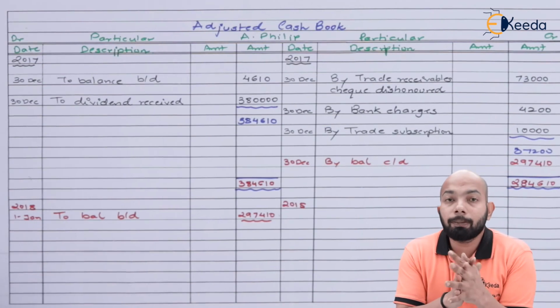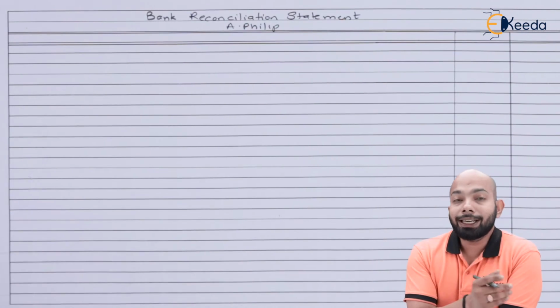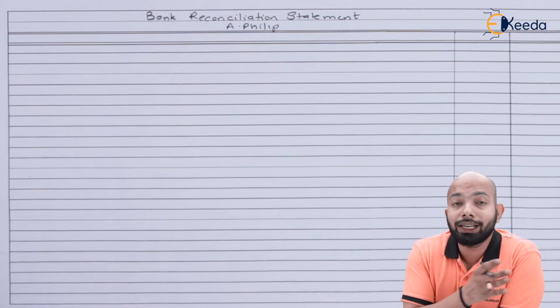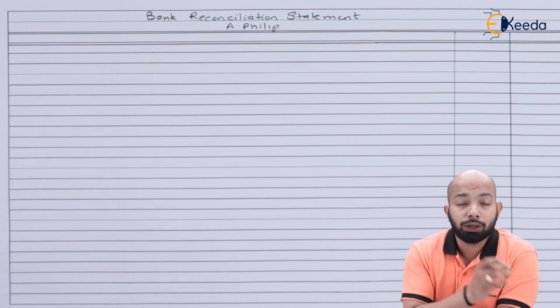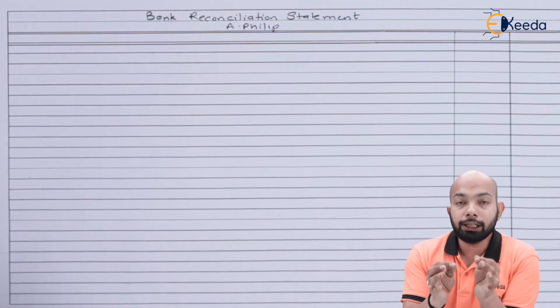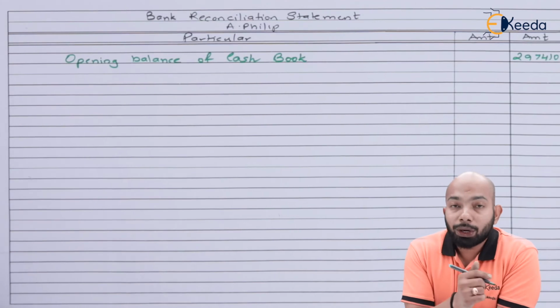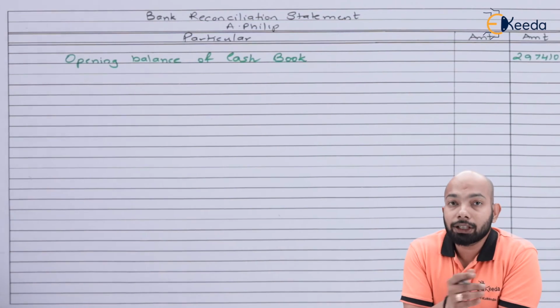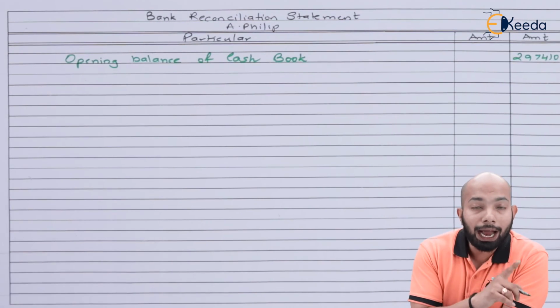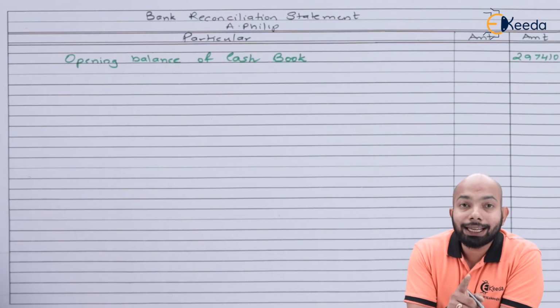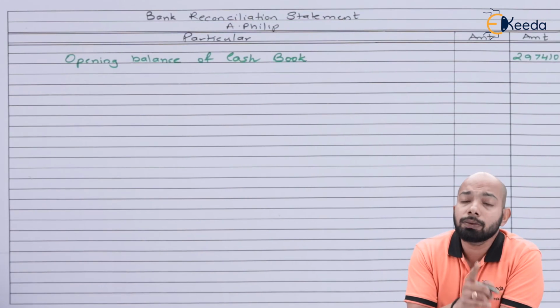Now it's time to prepare the bank reconciliation statement. While preparing this bank reconciliation statement, you need to make sure that all the items that have been already taken care of in the adjusted cash book need not be a part of the bank reconciliation statement here. So the opening balance of the cash book has been mentioned here, that is 2,97,410. Now we have to add certain items which are not a part of the adjusted cash book and we have to subtract certain items out of those itself.